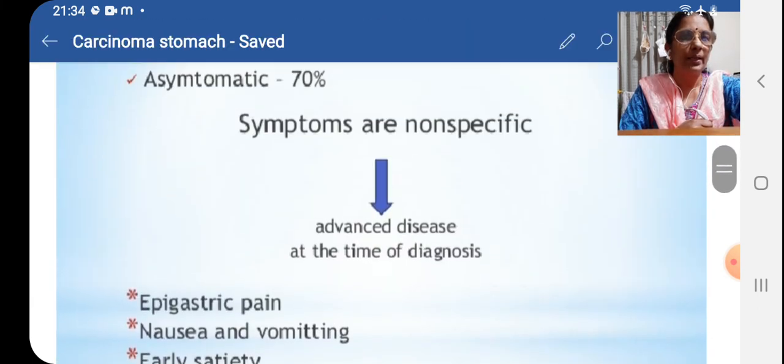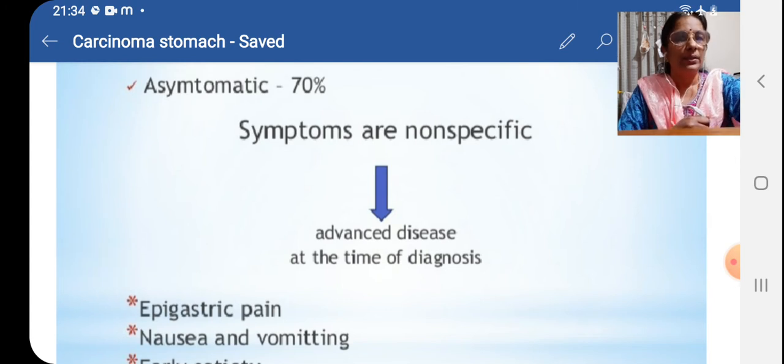Then coming to the clinical features. Most of the patients are asymptomatic, 70% of them. When the symptoms start, it has become an advanced stage. So, I want to tell you that when a patient is having some gaseousness of the abdomen like that, it is better to go for a screening test like endoscopy. At that time, we can find an early lesion.